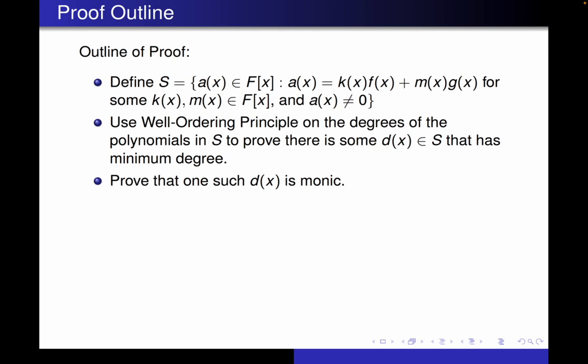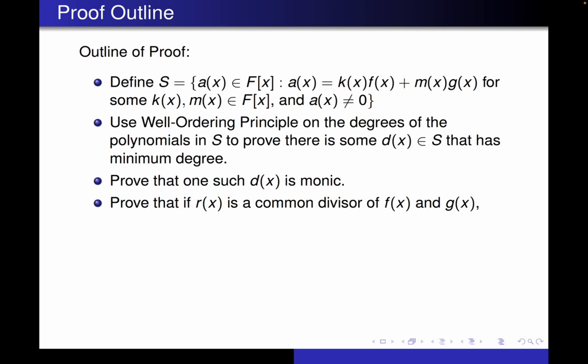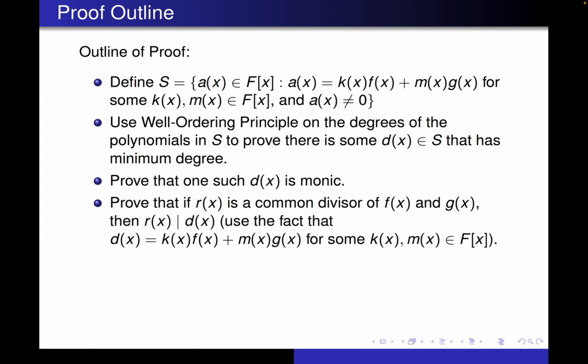You have to prove that one of those is going to be monic, and then prove that if r of x is a common divisor of f of x and g of x, then r of x divides d of x. And first of all, the importance of that is that r of x can have a degree no bigger than d of x. And to prove that, you'll use the fact that d of x is a linear combination of f of x and g of x, and then play around with that equation to get a contradiction.